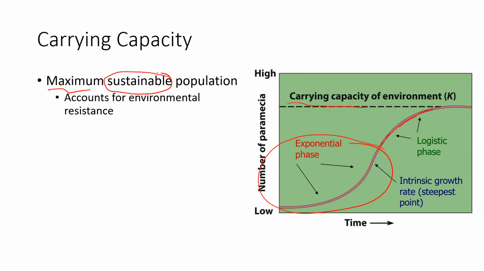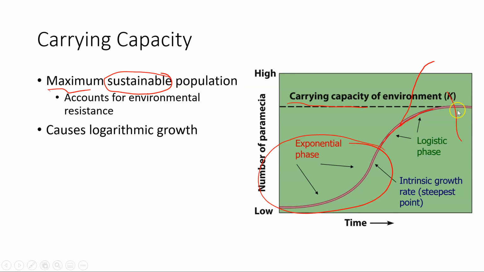sustainable population. So populations can exceed their carrying capacity, but that's going to be followed by an eventual population decrease over time. So that carrying capacity is the maximum population that an environment can maintain or sustain over time.